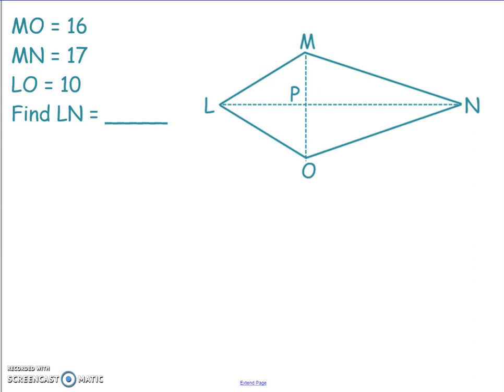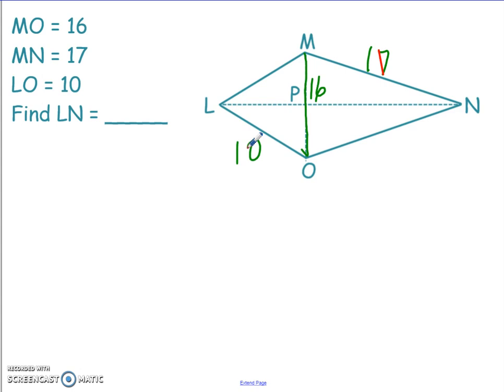MN, and LO. So this whole piece is 16. MN is 17. LO is 10. So find LN. So we have to do 2 separate little triangles.